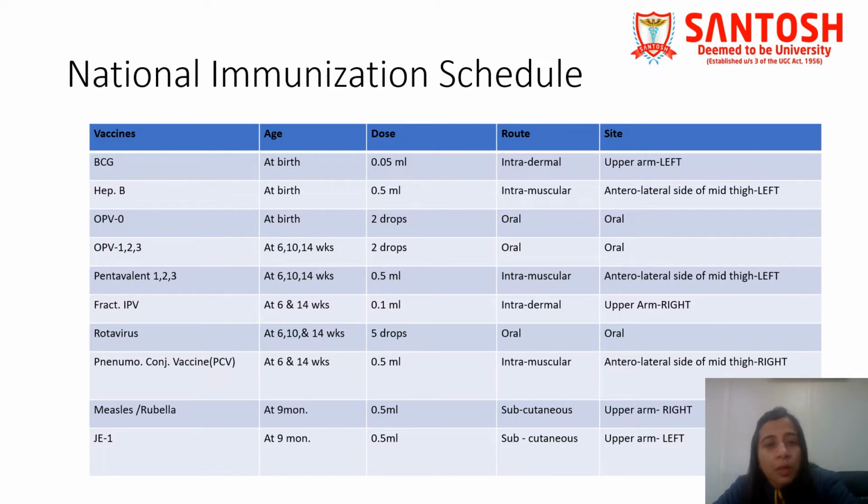OPV has further 1, 2 and 3 doses. Pentavalent also has 1, 2 and 3 doses that are given at 6, 10 and 14 weeks respectively. OPV, as I've already mentioned, is given orally 2 drops, while pentavalent is given 0.5 ml intramuscularly in the left anterolateral side of mid-thigh.